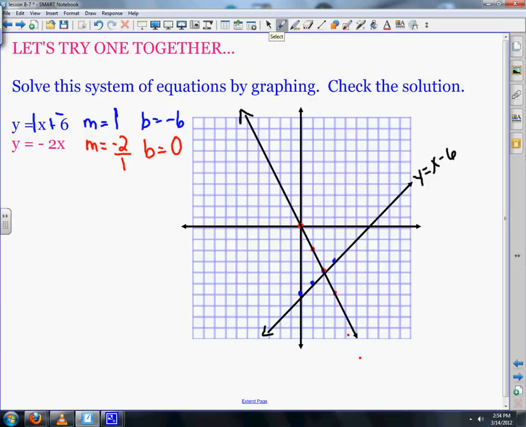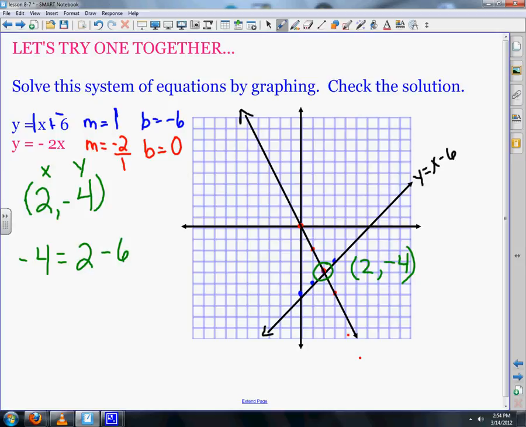Where the lines intersect, which is right here, this is the solution to the system, which is 1, 2, and then we move down 1, 2, 3, 4. So 2, -4. What you want to do is check it and plug it into each equation. So we think the solution is 2, -4, which means this is x and this is y, and we'll plug it into the equation. -4 equals 2 minus 6, and -4 equals -4.